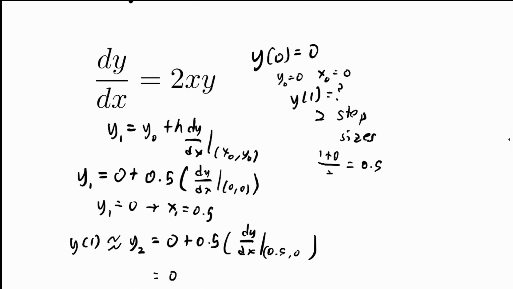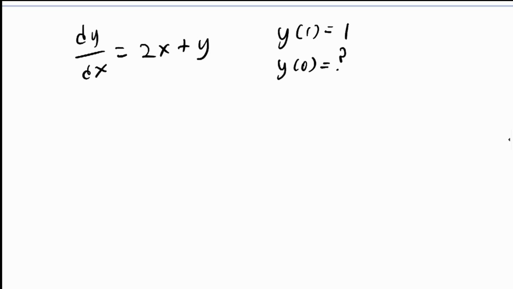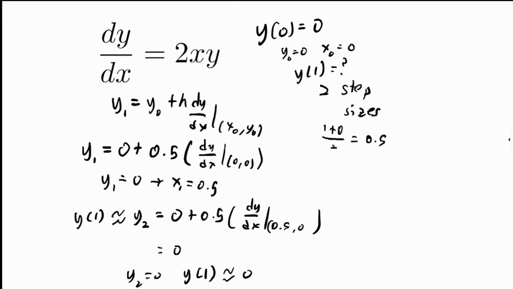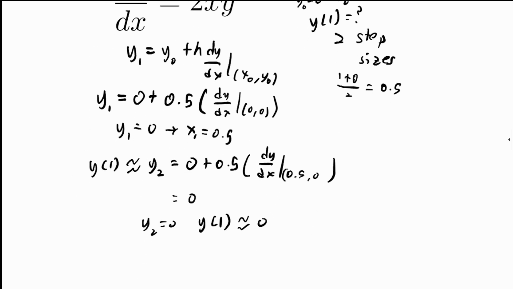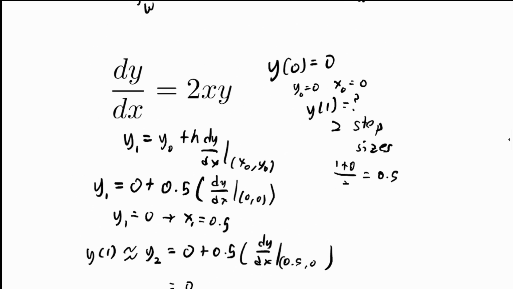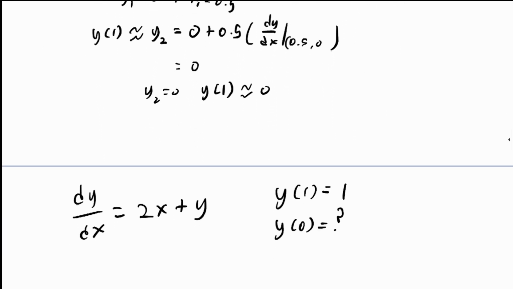Okay. Let's do another problem. So we're given dy dx is equal to 2x plus y. We're given that y of 1 is equal to 1, and we want to know the approximation of y of 0. Okay, similar step process here. Now, of course, this was very convenient that y sub 0 was 0, which would make the derivative always 0. And in fact, if you looked at a slope field of this, the horizontal x-axis would all have slopes of 0. So every point on the x-axis would be 0.